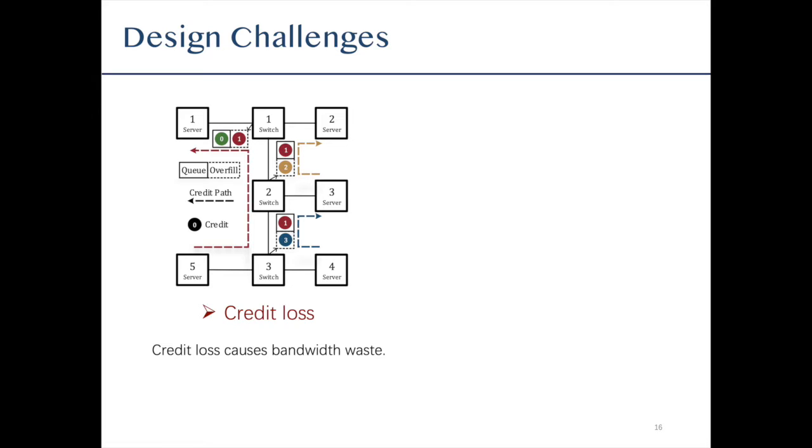The first challenge is credit loss. Assuming each switch allows only one credit to pass through within a given time duration, credit 1 passes through switch 3 and switch 2 successfully, but credit 3 and credit 2 are dropped. Then, credit 1 is dropped at switch 1 when credit 0 is allowed to pass. In this case, the links between switches 2 and 3 and between switches 1 and 2 are underutilized because no corresponding credit successfully arrives at the sender. Credits 1, 2, and 3 are all dropped.